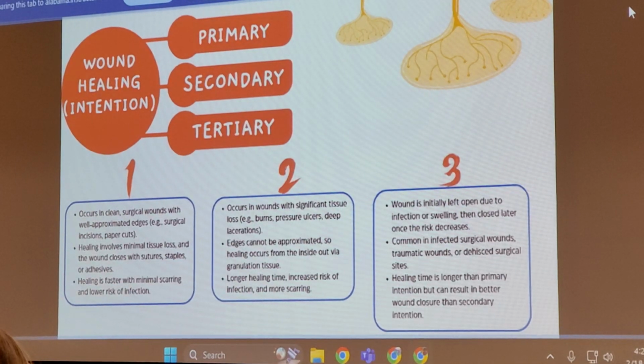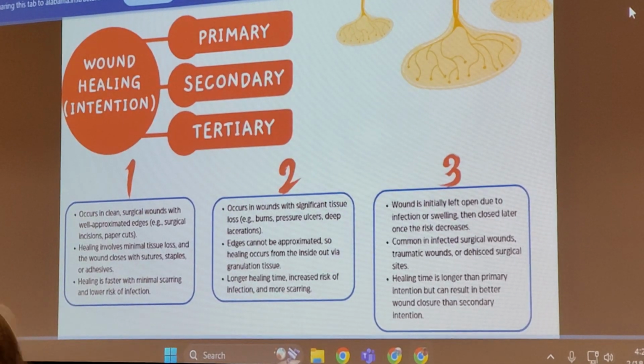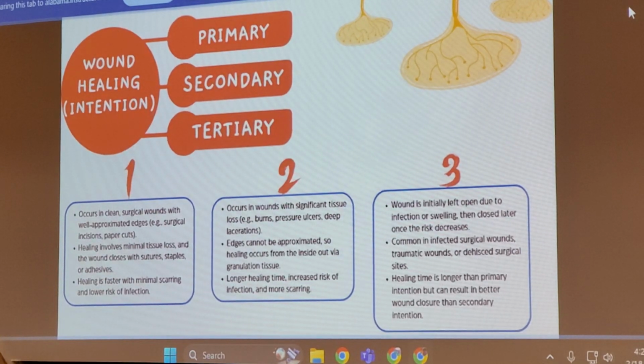So primary intention is that I intended to cut them open, I surgically closed them, they stay surgically closed, and the skin heals naturally in that suture line or staple or however they adhere the skin. It's an intentional cut, intentional suture, stays closed.